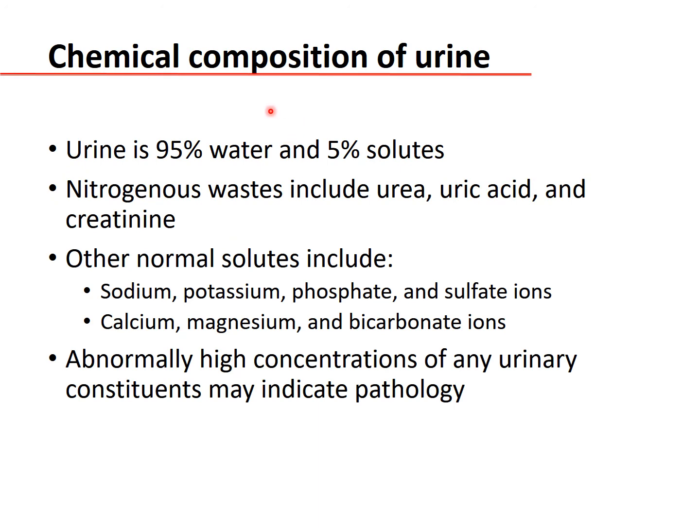The chemical composition of the urine: basically it's 95% water and only about 5% solute material. Nitrogenous waste products such as urea, uric acid, and creatinine, and other normal substances such as sodium, potassium, phosphate, and sulfate ions, calcium, magnesium, and bicarbonate ion. An abnormally high concentration of any urinary contents may indicate a pathophysiological condition.